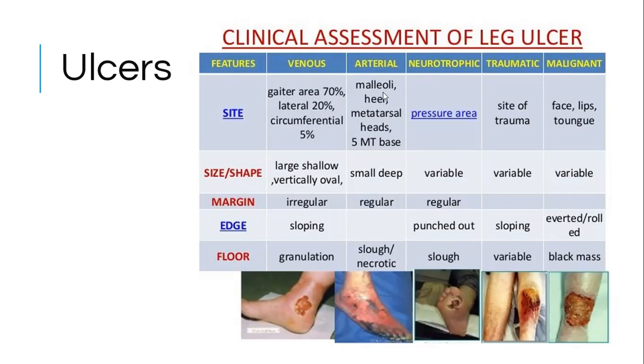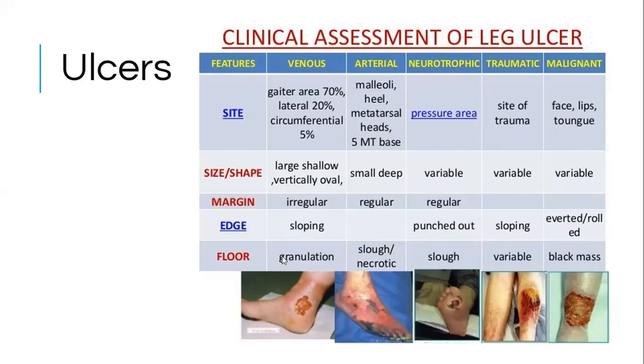The arterial ones are usually over the malleoli, so over the end of where the artery supplies, or over the metatarsal heads, or over the base of the fifth metatarsal. These ones, the venous ones, are usually large and shallow, and they're usually oval, and the margins usually irregular. Arterial ones are small, deep, and regular. They're usually described as being punched out, whereas the edge of the venous ones are sloping, so it kind of goes from deep to shallow slowly.